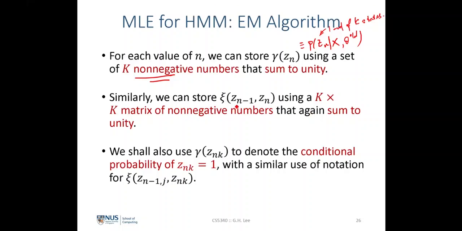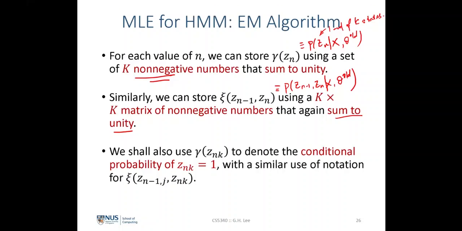So essentially, this simply means the joint probability distribution of z_{n-1} and z_n conditional upon x and θ_old, as defined in the previous slide. In this case, it would be just a K by K table, or a K by K matrix, that represents the joint probability distribution. And of course, in order to make this a valid joint probability distribution, the total probability must sum to unity, which means that it must sum to 1.